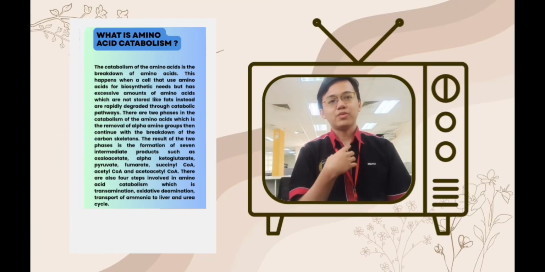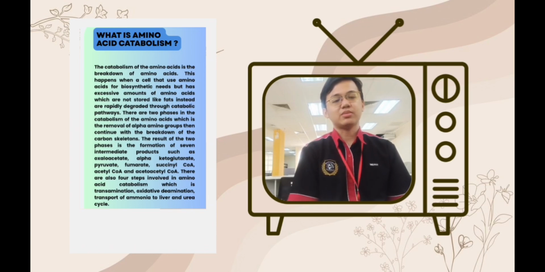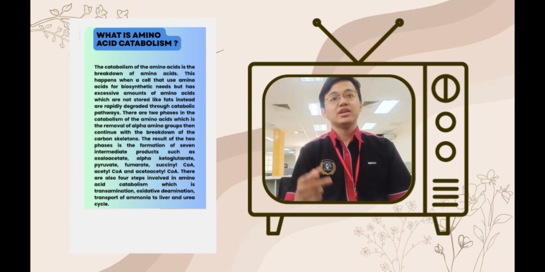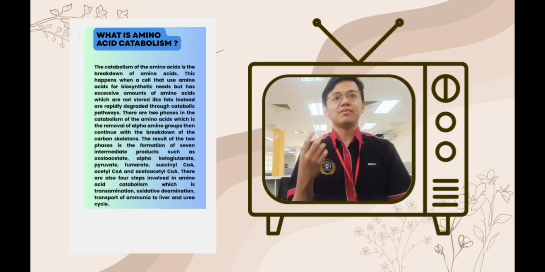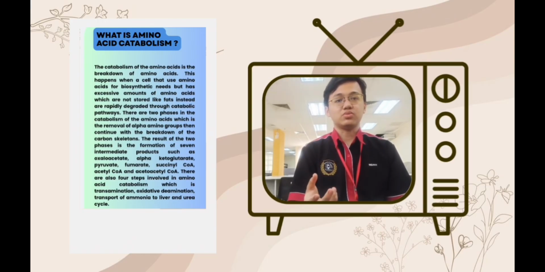Today our group will be presenting about amino acid catabolism. So, what is amino acid catabolism? The catabolism of the amino acid is the breakdown of amino acids. Usually, this happens when the cell that uses amino acids has excessive amounts of amino acids, which are not stored like fats. Instead, they are rapidly degraded through catabolic pathways, which will be explained in the later video.